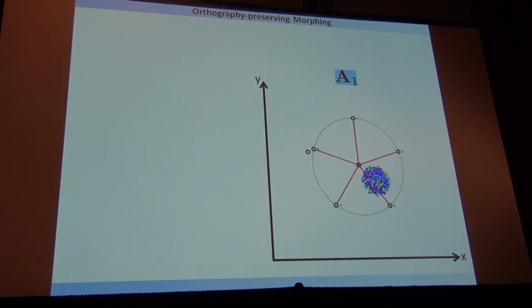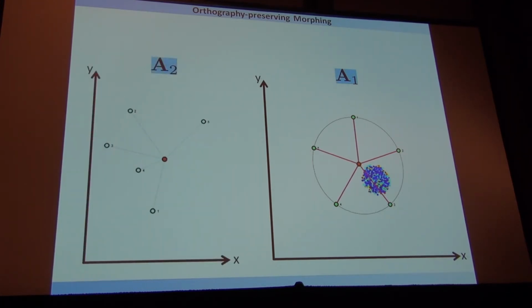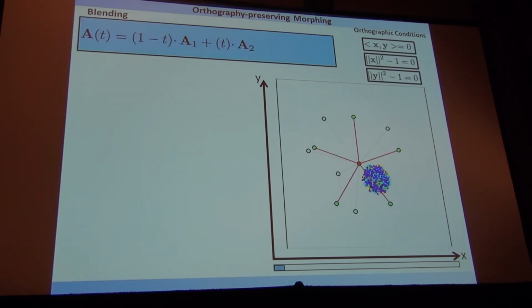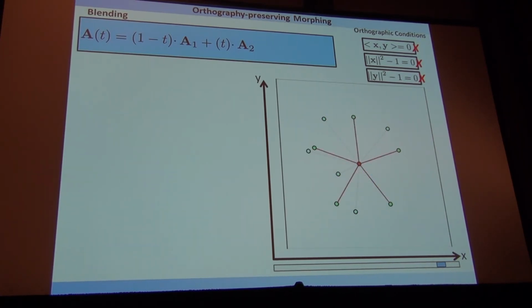Okay, now with the aid of all those techniques, different orthographic axis configurations can be connected with each other by an orthography preserving morphing. For this we consider two axis configurations, A1 and A2, and a simple morphing approach between them is given by a simple linear blending over time. And this looks like this. So the transition between both orthographic axes is, as you can see here, not orthography preserving, which might be a problem.